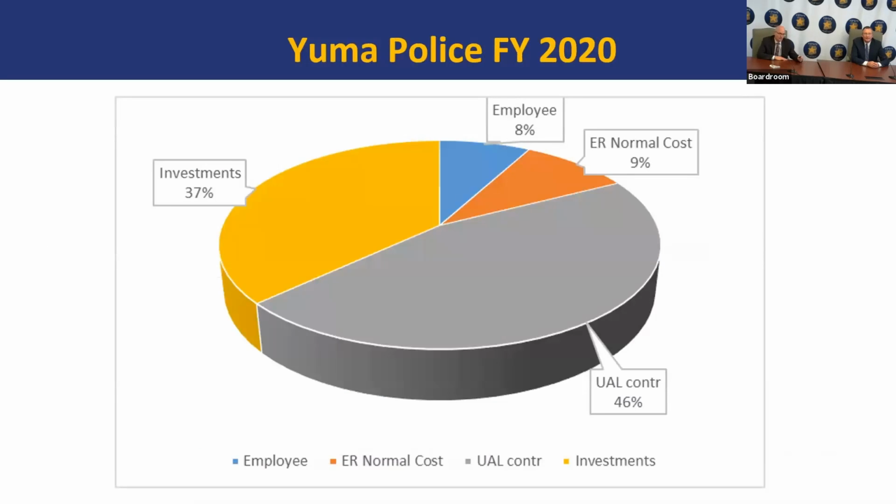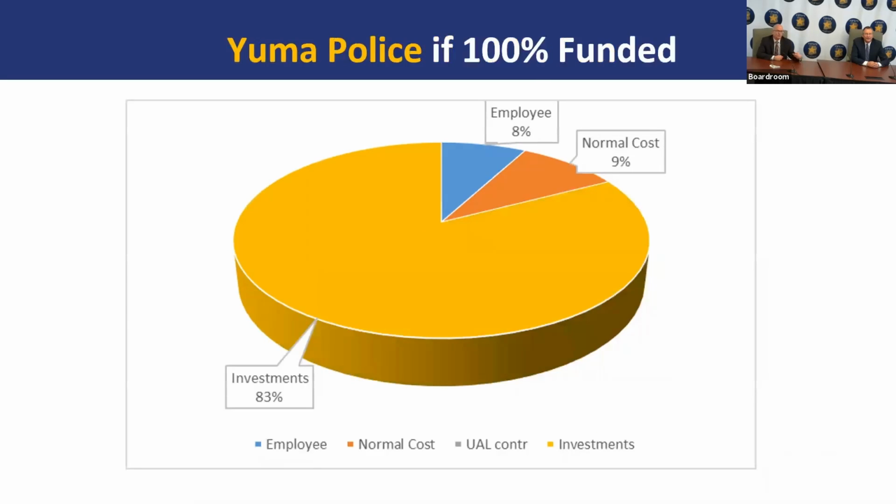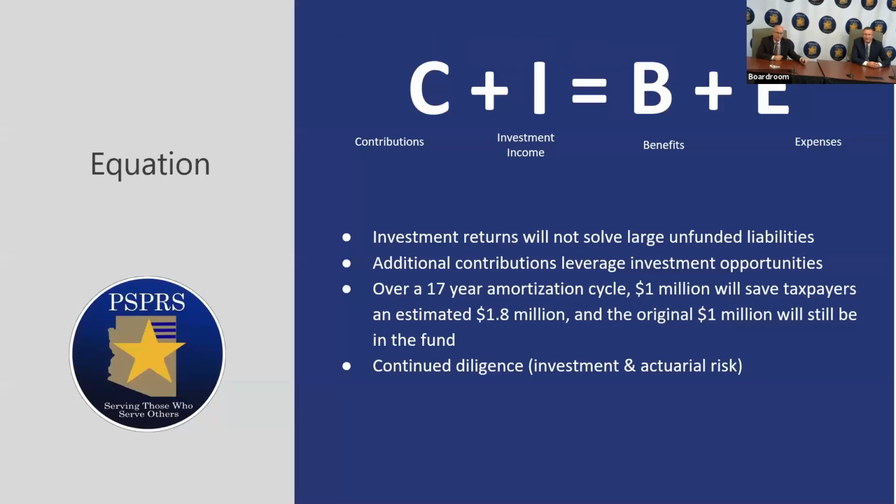So Yuma Police for fiscal year 2020, here's where we were estimating the cash would come from. You can see 37% from investments, and then the remaining 63% made up of the contributions. Hypothetically, if Yuma Police were 100% funded, the investments would be providing 83% of the cash that year. So that's the opportunity of having the additional contributions, so you can take advantage of the investment returns over the long term.